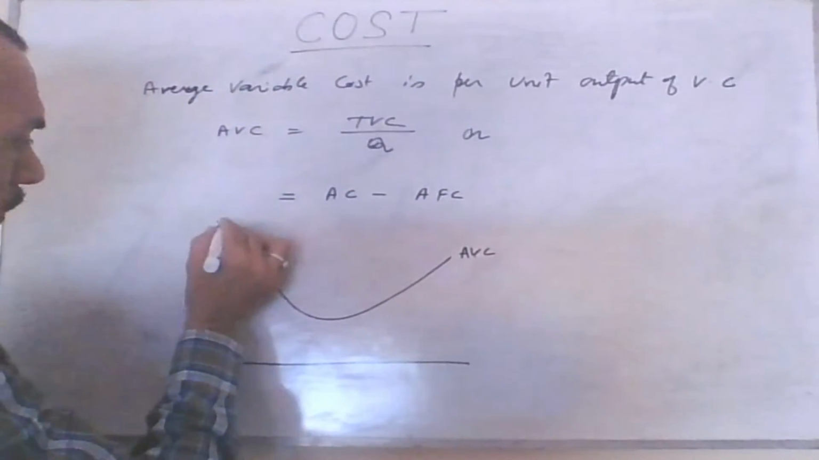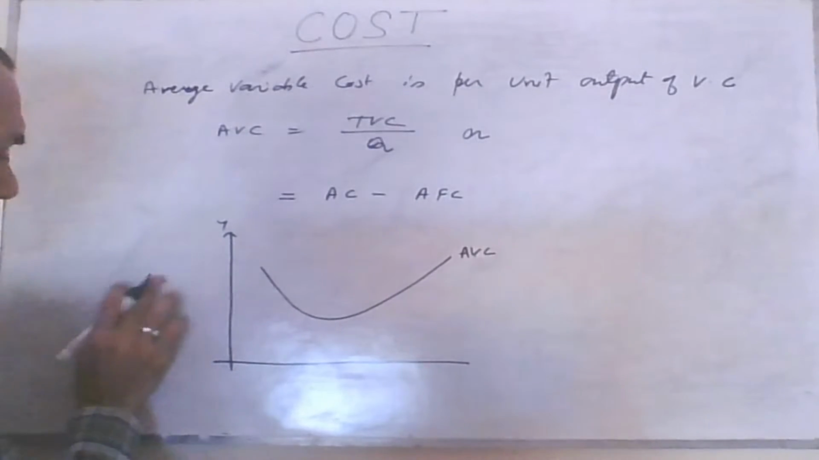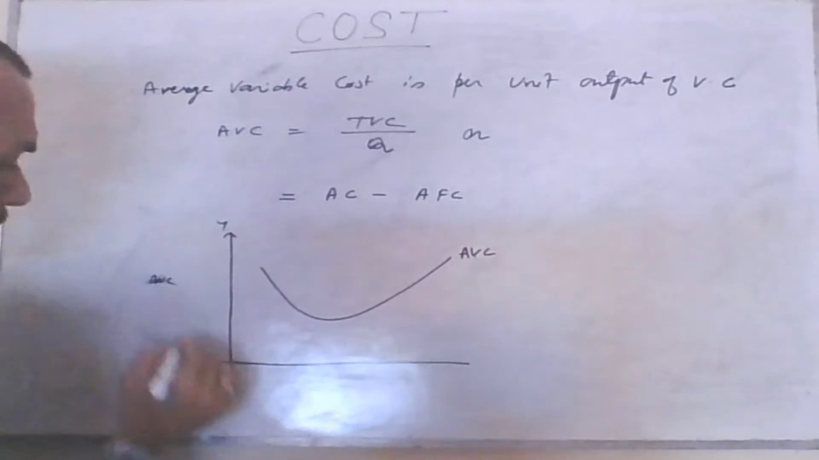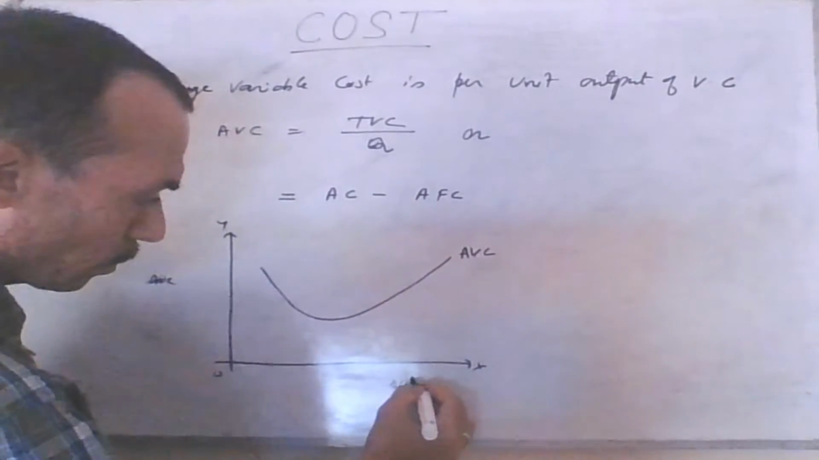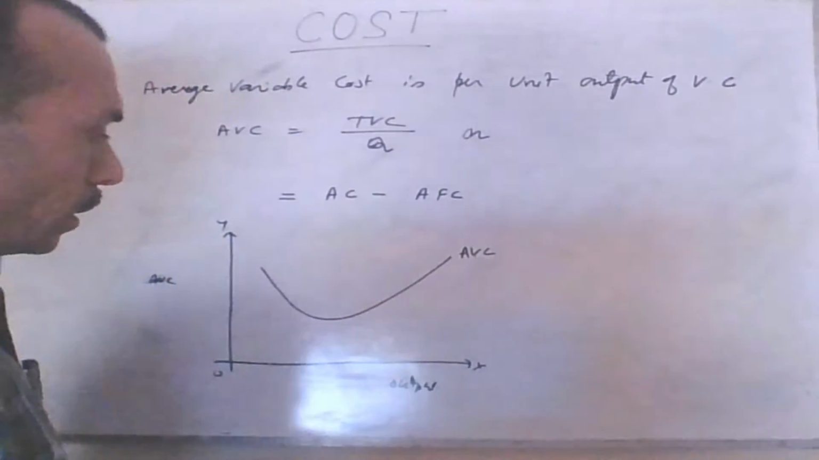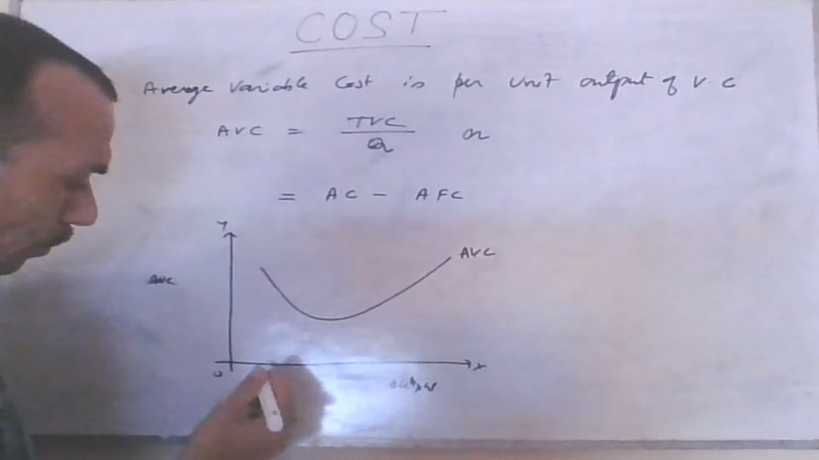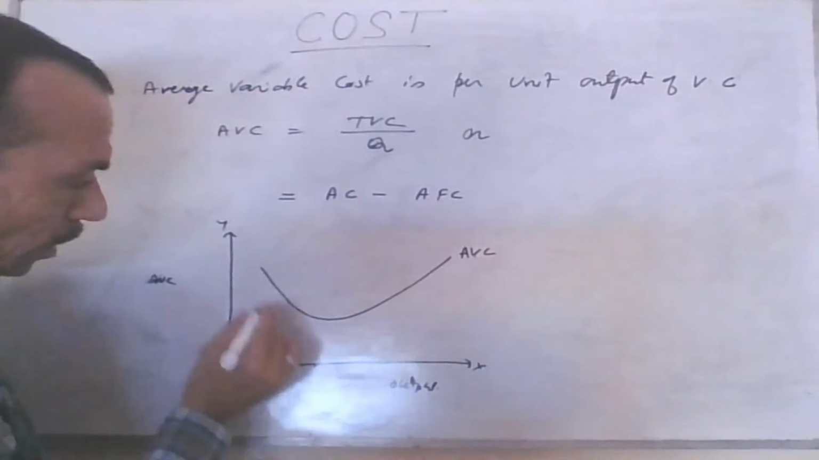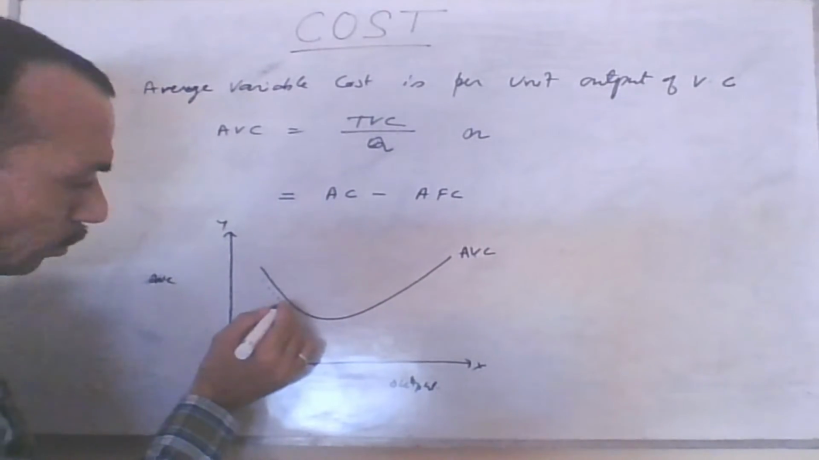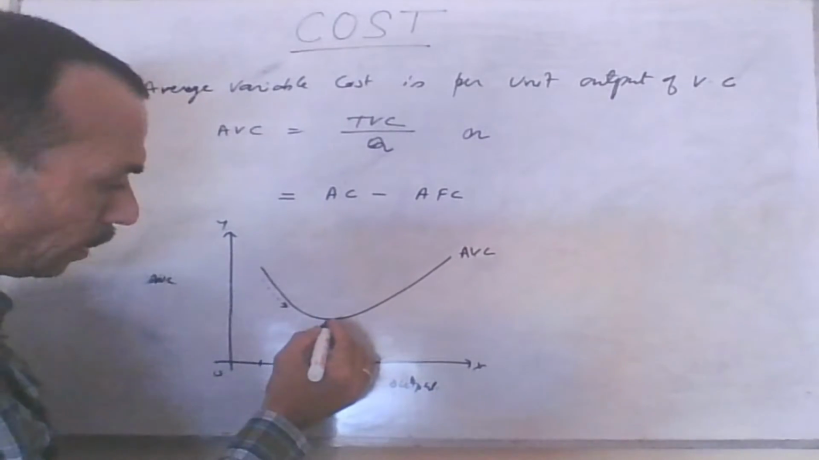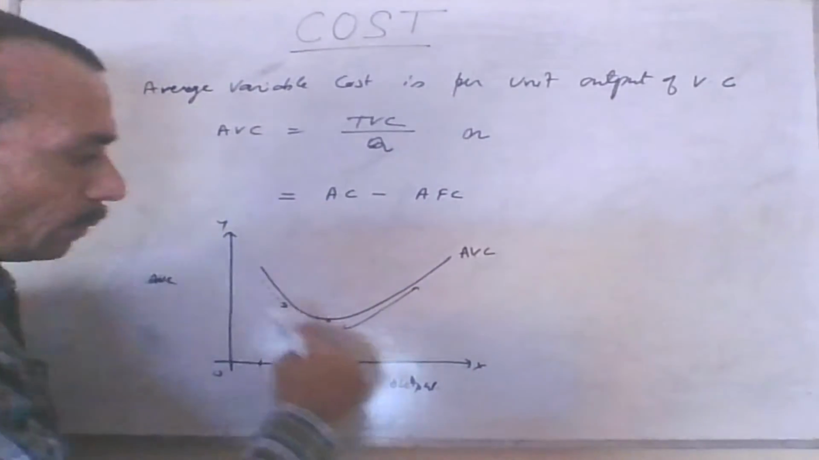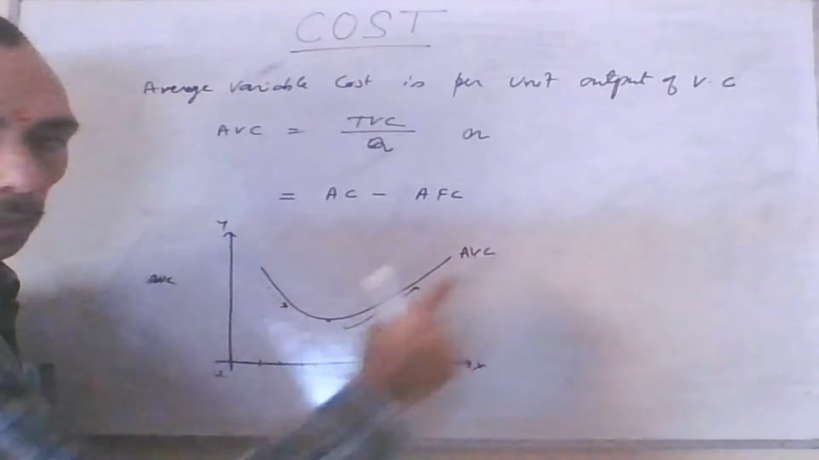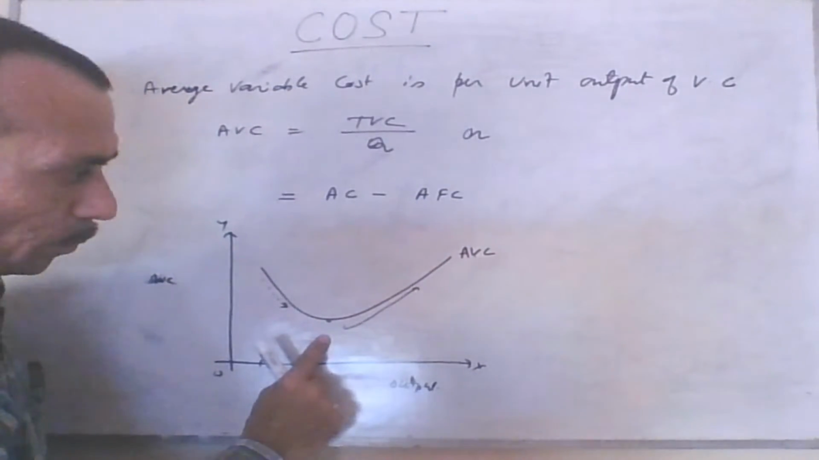On the y-axis is cost, average variable cost, and on the x-axis it is output. As the output increases, initially the average variable cost continuously falls, reaches the lowest point and then starts to rise. So the average variable cost is a U-shaped curve.